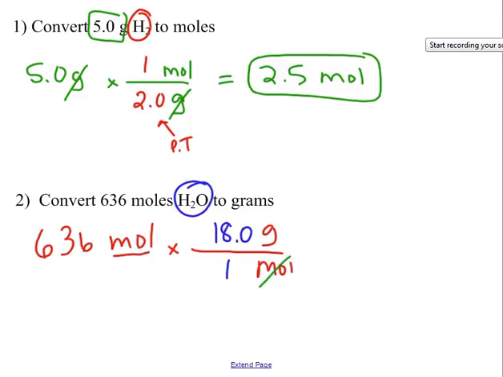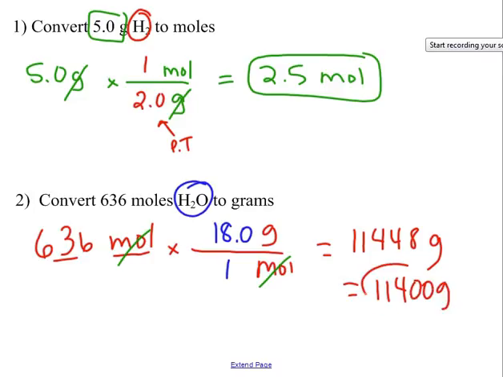So what we'll have here is moles will cancel, and you will end up with 636 times 18 in your calculator, which works out to 11,448 grams. But this is awkward because you have 3 sig figs to start with, and you have 5 sig figs in your answer. So rounding this answer to 3 sig figs would be 11,400 grams. So that's the best answer rounded to the proper number of sig figs for that number.